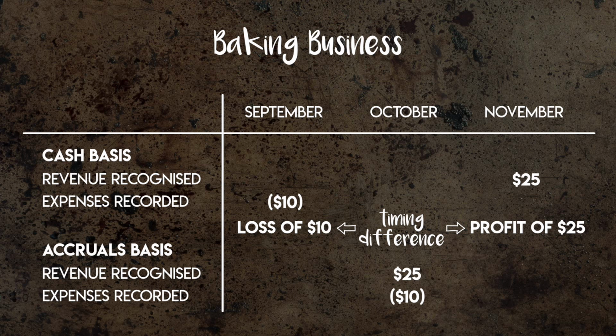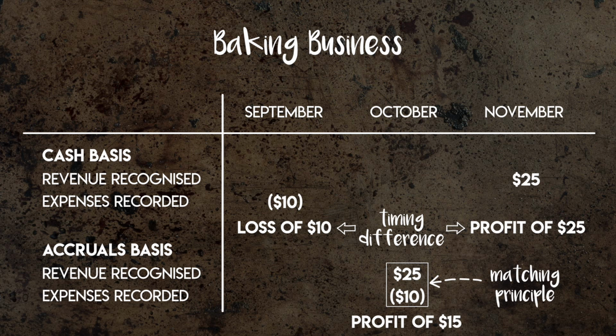However, the accruals basis of accounting neatly solves this issue for us. We record both the revenue and expense in October, so we can see the profit of $15 in October, just like you'd expect. Our revenues and expenses are aligned with each other in the same accounting period because in the accruals basis of accounting, we apply the matching principle.